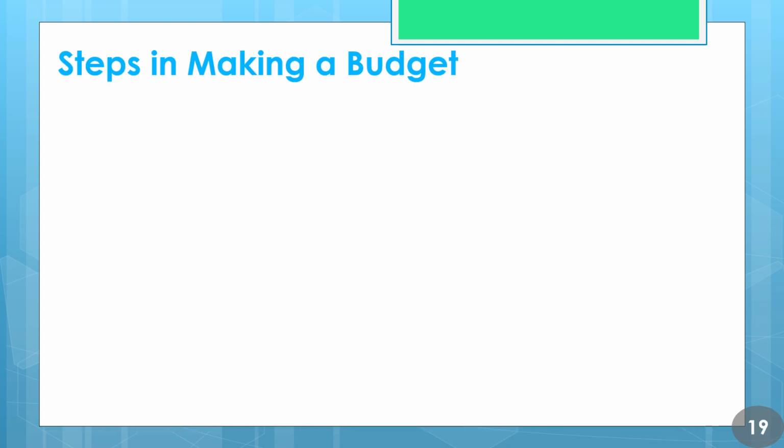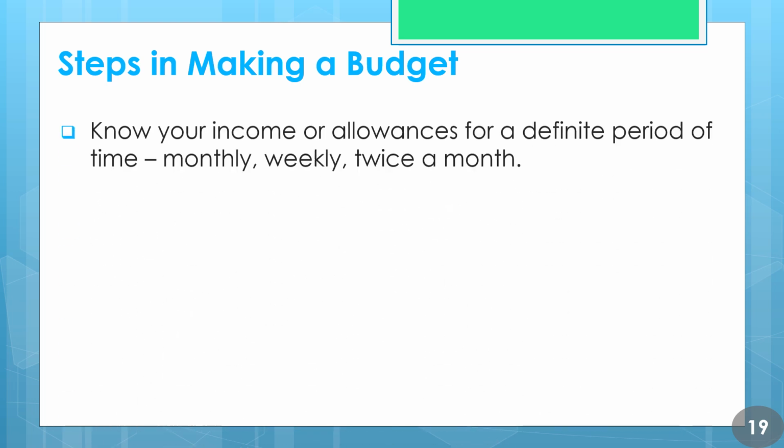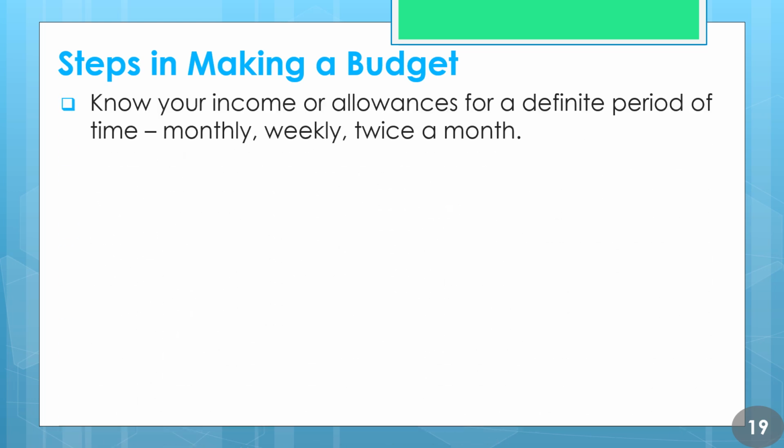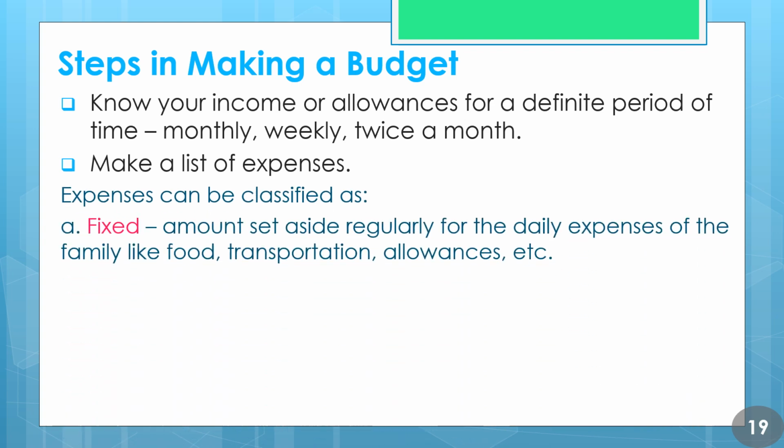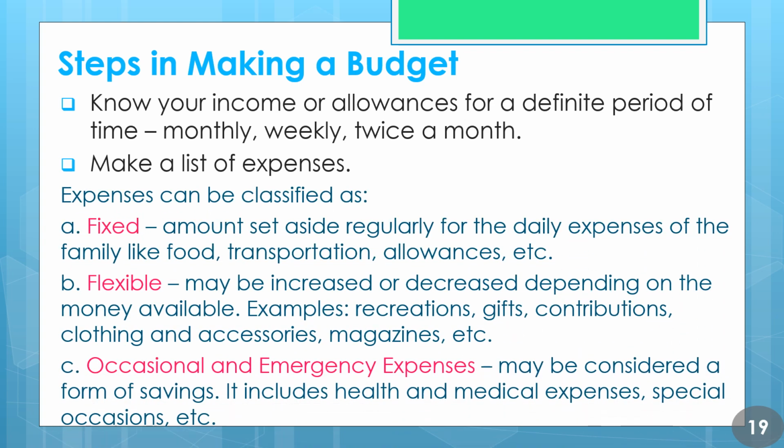Here are some steps in making a budget. Know your income or allowances for a definite period of time: monthly, weekly, twice a month. And make a list of expenses. Expenses can be classified as fixed, flexible, and occasional and emergency expenses.